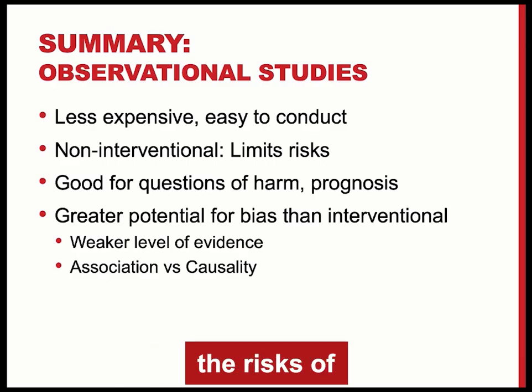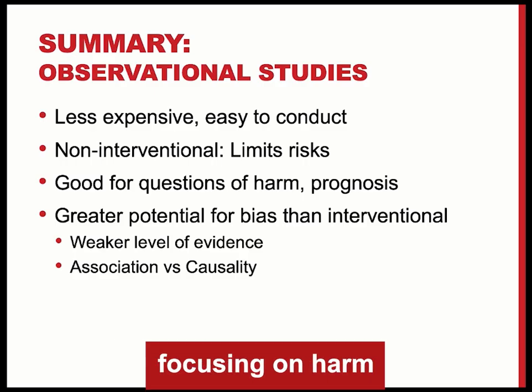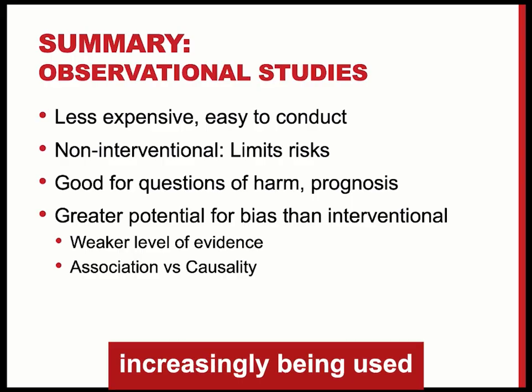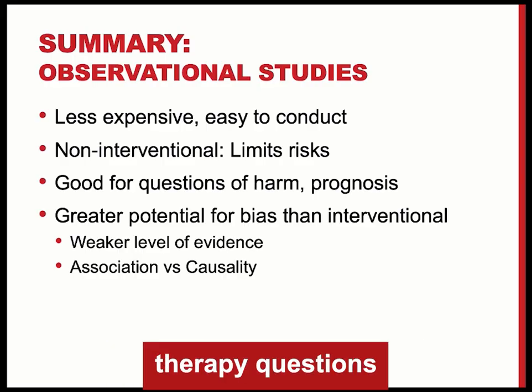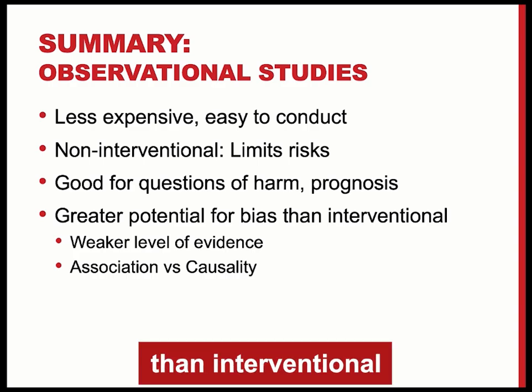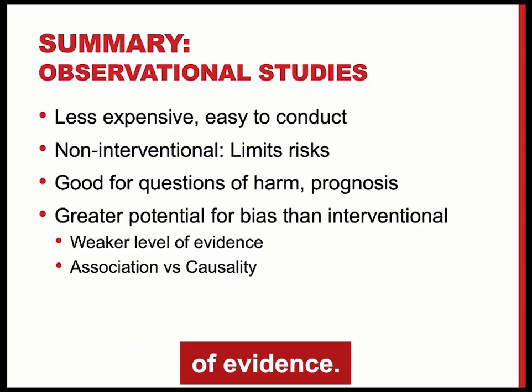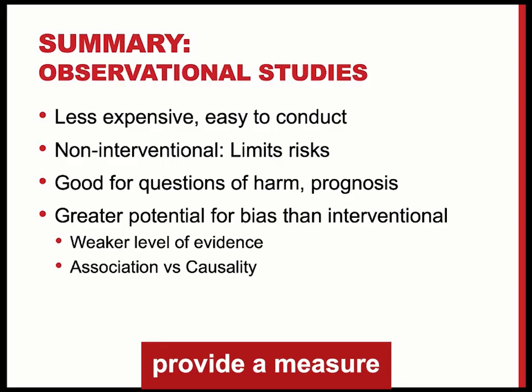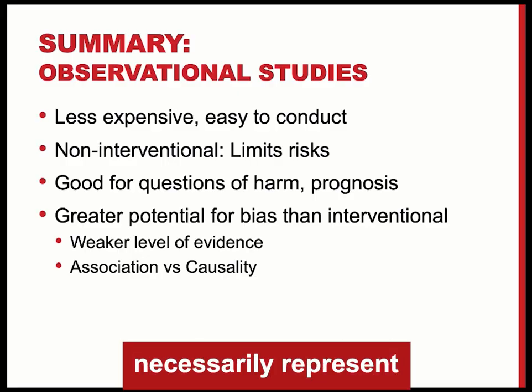In addition, they limit the risk of human subject research that can occur with interventional studies. They are good for research questions focusing on harm and prognosis, but they are increasingly being used to study therapy questions as well. However, they have a greater potential for bias than interventional studies and represent a weaker level of evidence. Observational studies provide a measure of association, but do not necessarily represent a causal relationship.